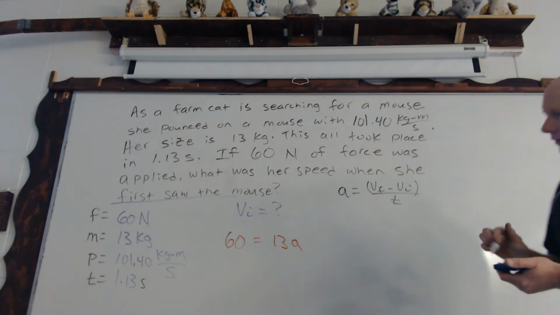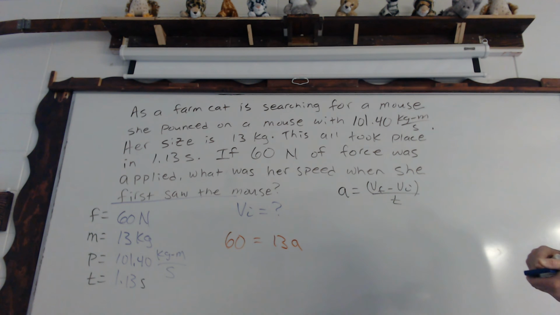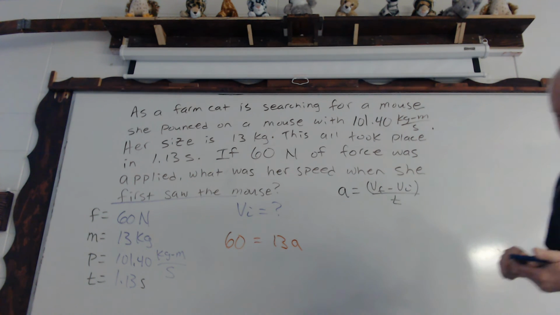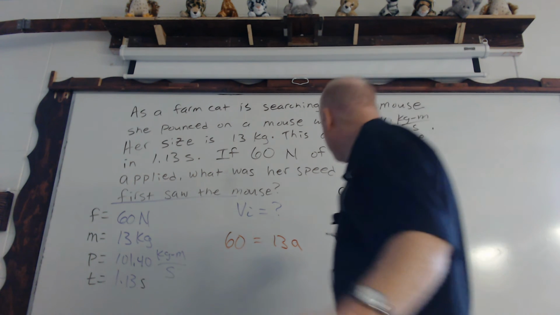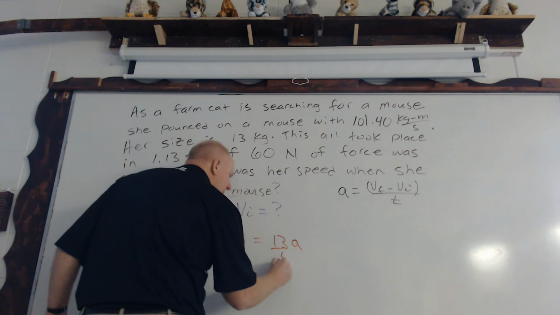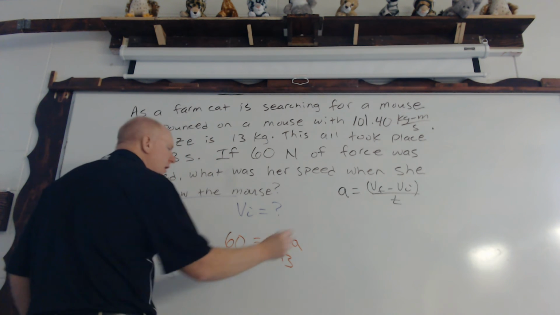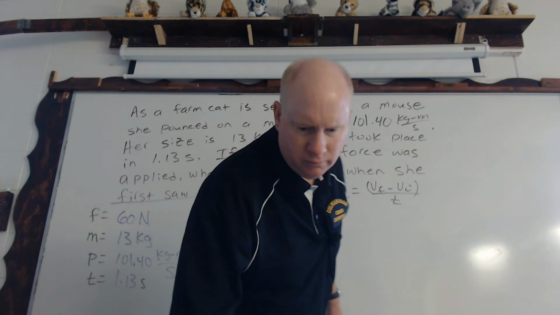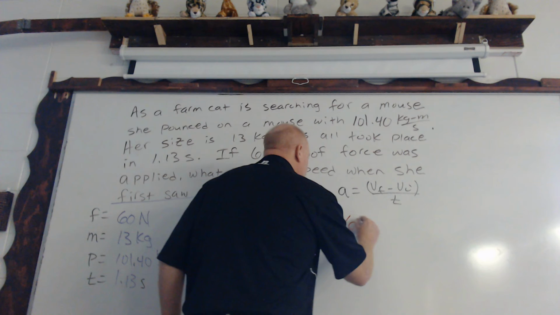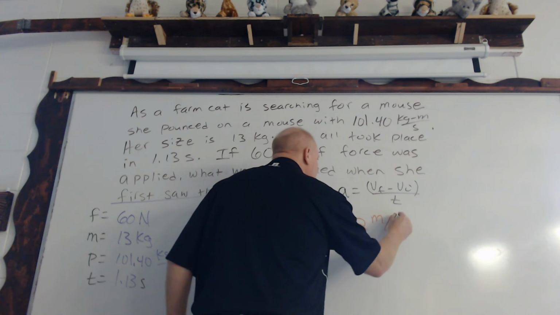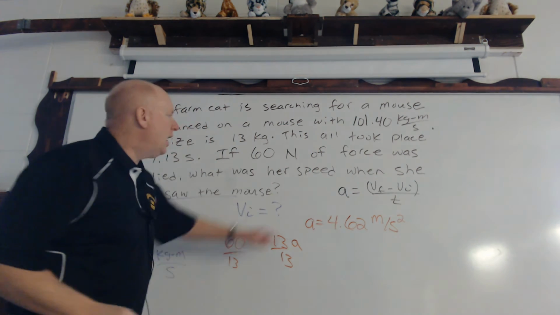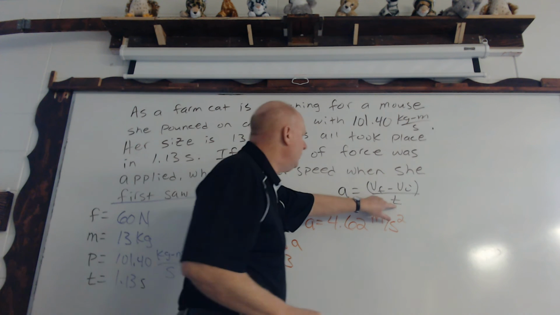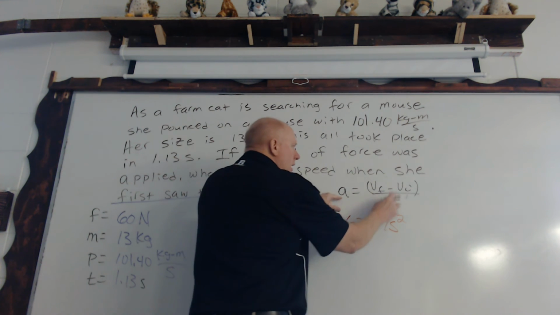That gives us approximately 4.62 meters per second squared. Dividing each side by 13, okay, that gives us 4.62 meters per second squared. Okay, so now we've got this variable and we've got this one. Okay, so we're getting closer.